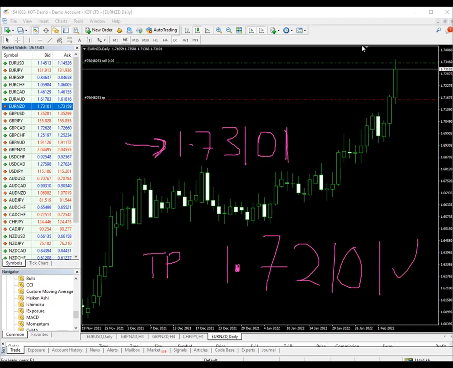And then what will be our stop loss? Our stop loss is also going to be 100 pips. So that will be 1.74101. So this is going to be our stop loss. Our TP is going to be 1.72101, and we are selling it. It's a sell. This trade is a sell.